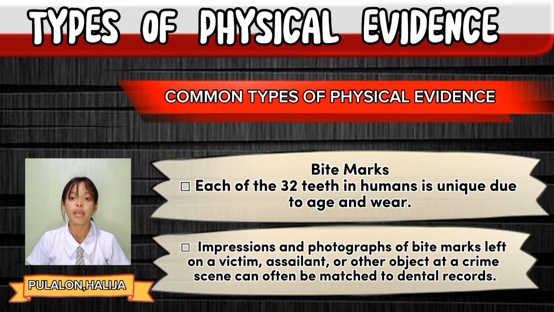Bite marks. Each of the 32 teeth in humans is unique due to age and wear. Impressions and photographs of bite marks left on a victim, assailant, or other object at a crime scene can often be matched to dental records.